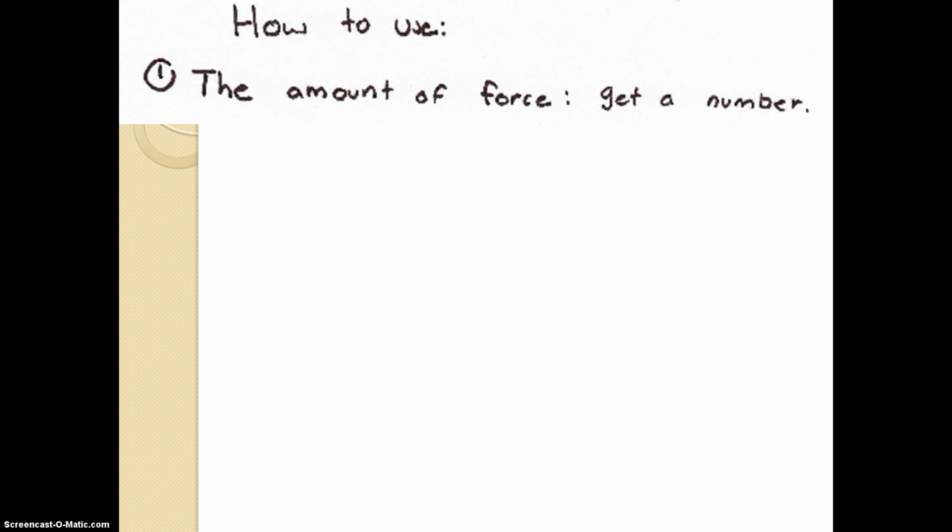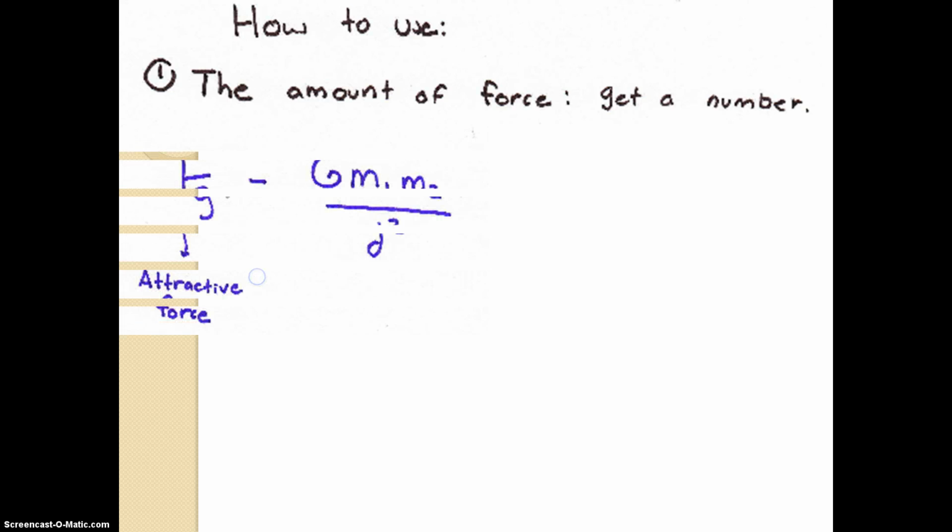So there's 2 ways to use this. The first way to use is to find the amount of force, like get a number. How much attraction is there? How much gravity is there between them? Remember, when I say gravity, I don't mean the acceleration. I mean like the actual force, which is what we call weight. Mathematically, we have this equation. The attractive force, called F of G, is equal to this big G, m1, m2 over d squared.